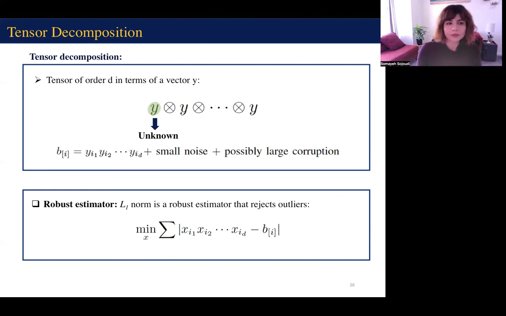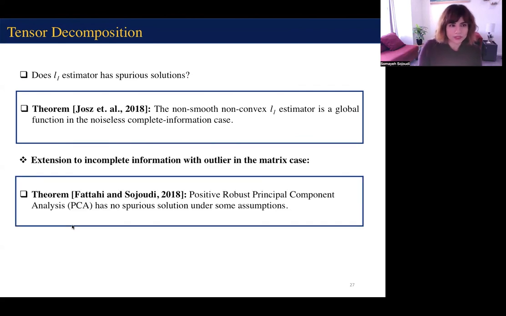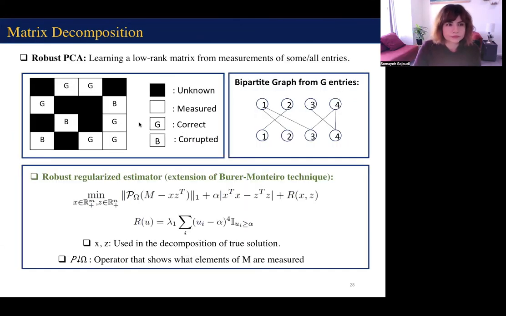Here, we use an L1 norm estimator instead of L2 norm because it's known that the L1 norm is a robust estimator that rejects outliers. This estimator minimizes the sum of absolute value of some monomials minus b_i. We showed that the L1 norm estimator, which is non-smooth and non-convex, is a global function in the noiseless complete information case. We then extended this result to incomplete information with outliers in the matrix case and showed that robust principal component analysis has no spurious solution under some technical assumptions.